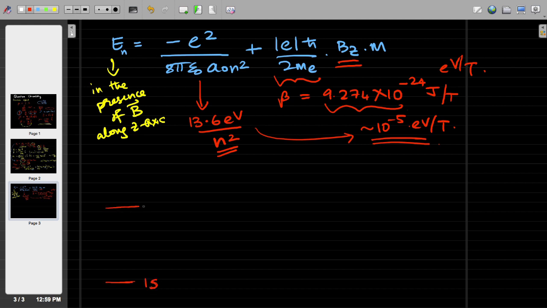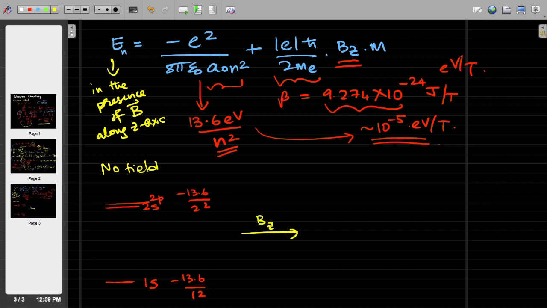And then you have the 2s and 2p, which will have the same energy because you're talking about minus 13.6 by 2 square, while this is minus 13.6 by 1 square, that this contribution just comes. So basically we are talking about a case when there is no field. Now when you subject it to a Bz field, what will end up happening?